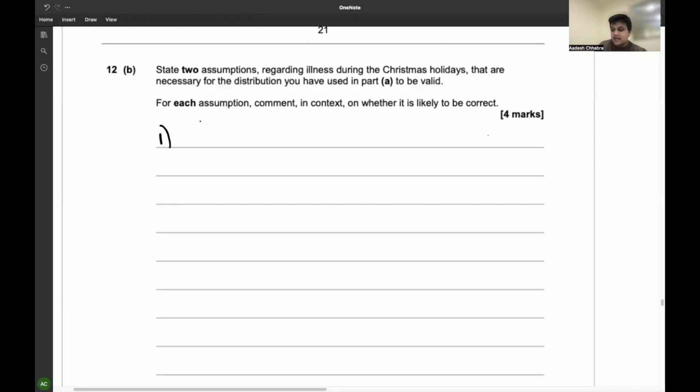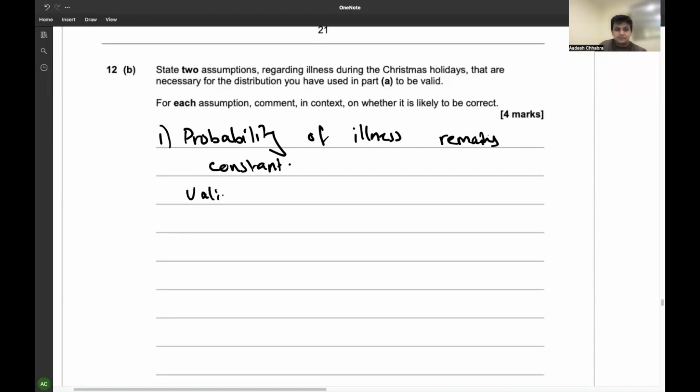Now, one assumption that we can make here is that the probability of illness remains constant. Okay, that's our first assumption. Now, is that valid? Well, not necessarily. Why? Well, because as you may know, age does have an effect on the human immune system. So this may not necessarily always be constant. So it's not necessarily valid as age has an effect.